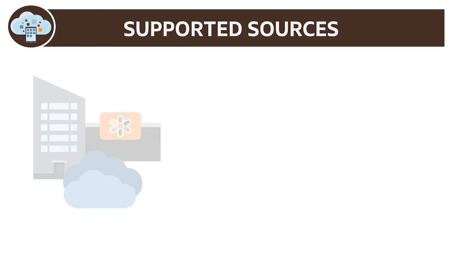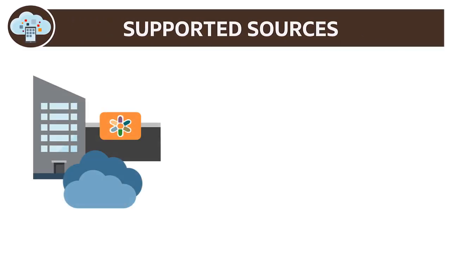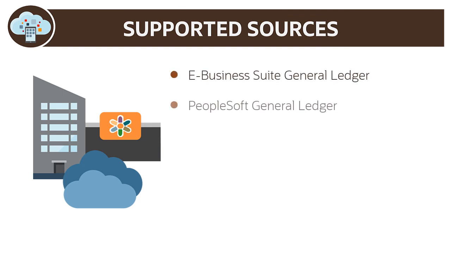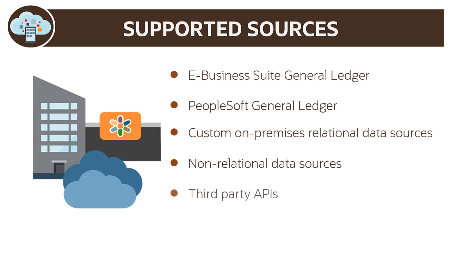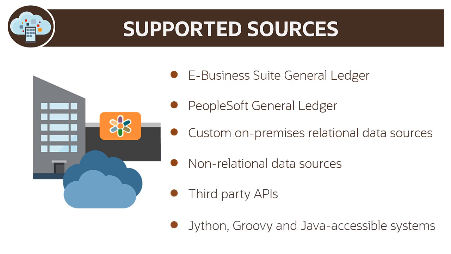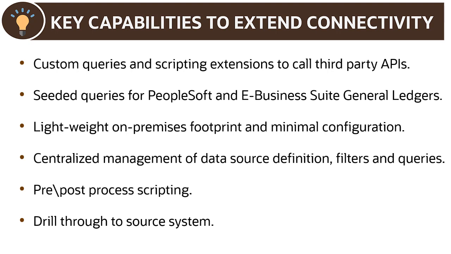You can export and use metadata and data from the following sources: eBusiness Suite General Ledger, PeopleSoft General Ledger, custom on-premises relational data sources, non-relational sources such as Big Data Hadoop, third-party APIs, and systems accessible with Python, Groovy, or Java programs. These key capabilities extend, optimize, and orchestrate connectivity between any data source and EPM Cloud.